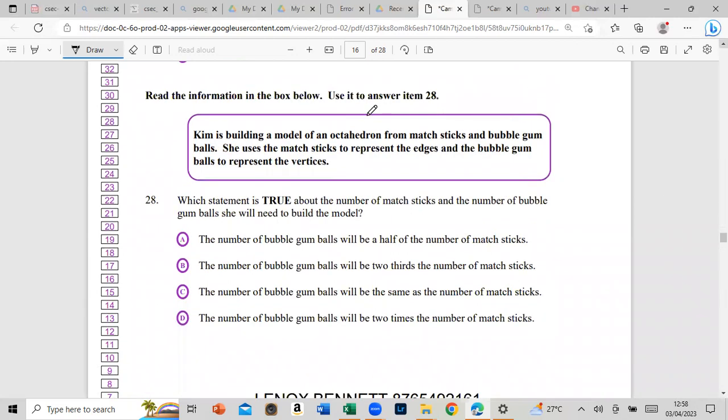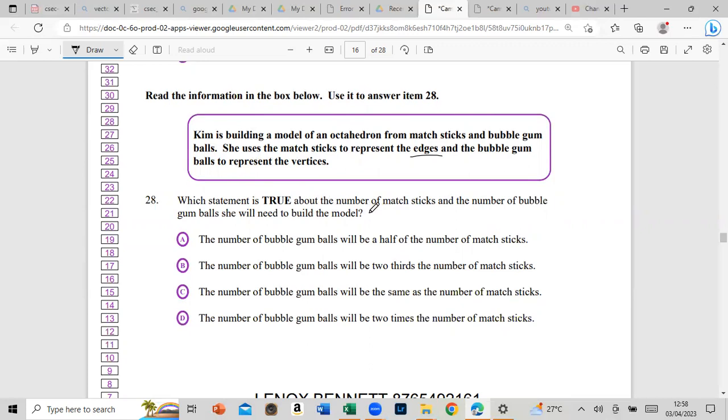Alright. Read the information in the box below. Please answer item 28. Kim is building a model of a solid drawn from matchsticks and bubblegum. She uses the matchsticks to represent the edges and the bubblegum to represent the vertices. Which statement is true about the number of matchsticks and the number of bubblegums that she will need to build the model?